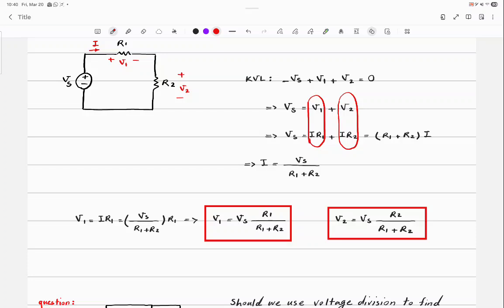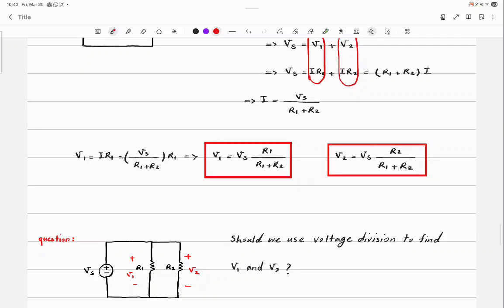Do you see that V1 is directly proportional to R1? V2 is directly proportional to R2. These are all just hints to help you memorize this. These are super useful equations. Any problem with understanding them? What's the logic behind them? No? Good.